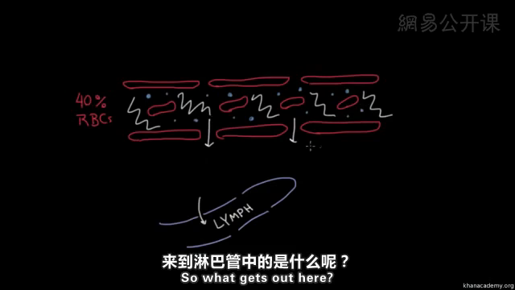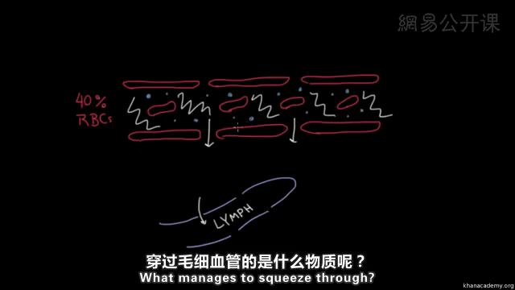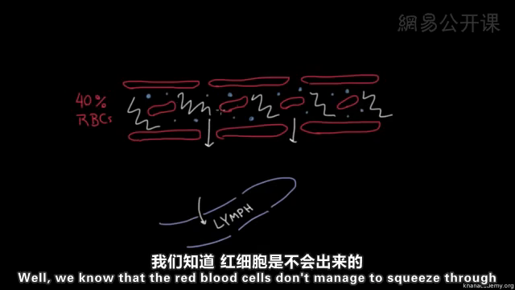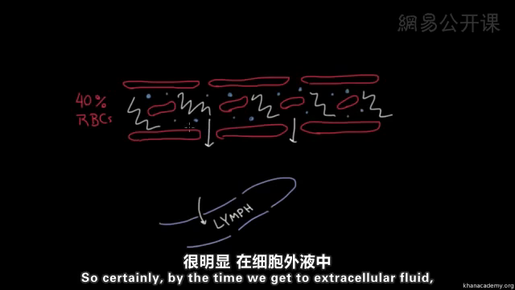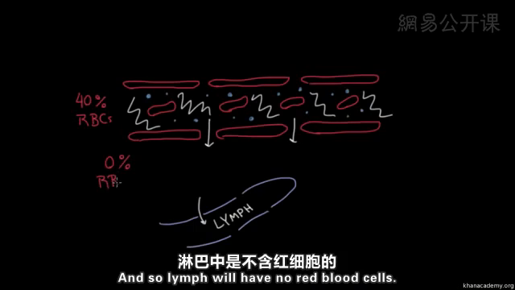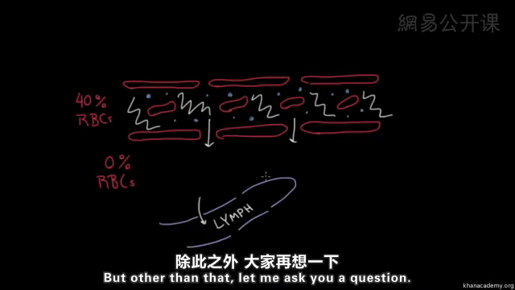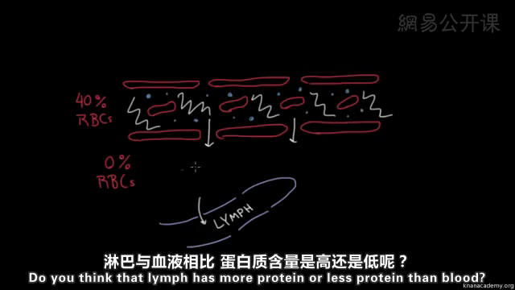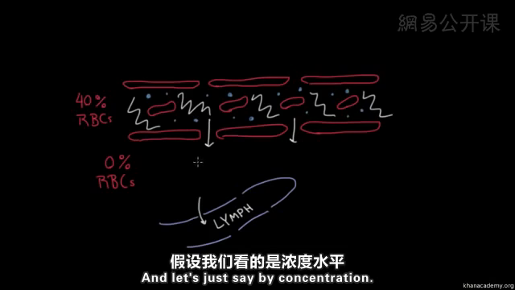So what gets out here? What manages to squeeze through? Well, we know that the red blood cells don't manage to squeeze through, so certainly by the time we get to extracellular fluid, we'll have 0% red blood cells. And so lymph will have no red blood cells. But other than that, let me ask you a question. Do you think that lymph has more protein or less protein than blood? And let's just say by concentration.